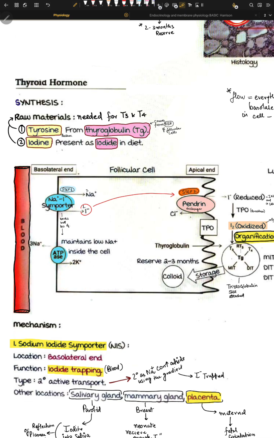So imagine if you have low glucose levels. If you have low glucose levels, you won't be able to make pyruvate. Once you have low pyruvate, you won't be able to make ATP. Once you have low ATP, you won't be able to use this ATPase pump.